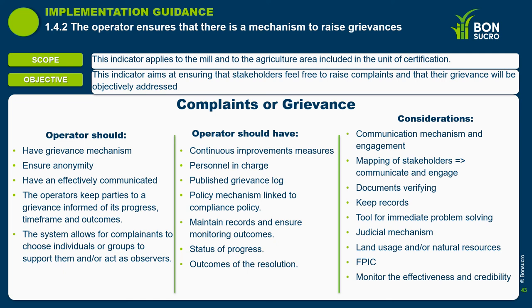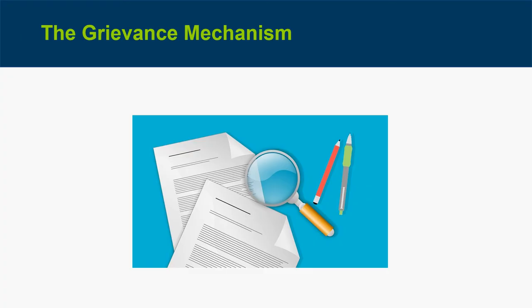Some considerations to take into account: the communication mechanisms and engagement need to be, of course, agreed with the stakeholders, linked to the mapping of stakeholders to be sure that all the stakeholders that are mapped understand the mechanisms, to verify the documents, to keep records, of course, of this, and to be clear that the judicial mechanisms to allow them to access are included in this procedure. So an effective grievance mechanism is a key point for the implementation of sustainability and to manage the impacts and social impacts with the stakeholders and the communication with the stakeholders.